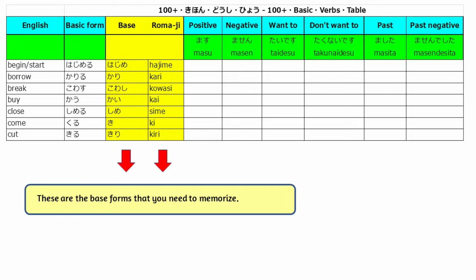But in this boot camp, we focus more on how each base form turns into other forms such as current positive form, current negative form, want to form, don't want to form, past form, and past negative form. When you learn these 6 forms, the rest is simple. One base verb will create 6 specific expressions when combined with the 6 forms.